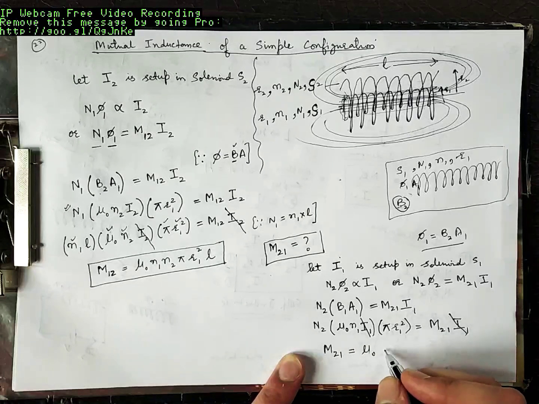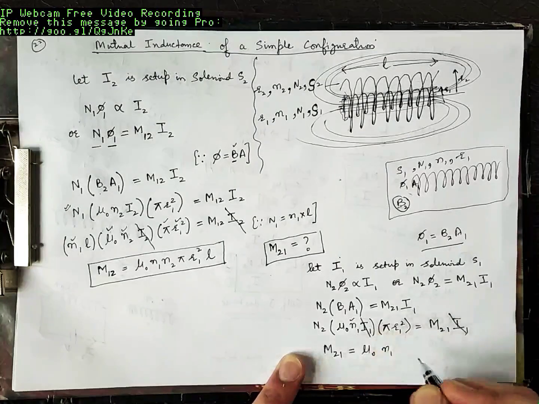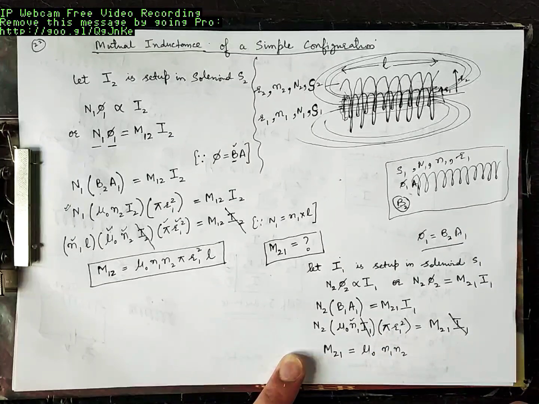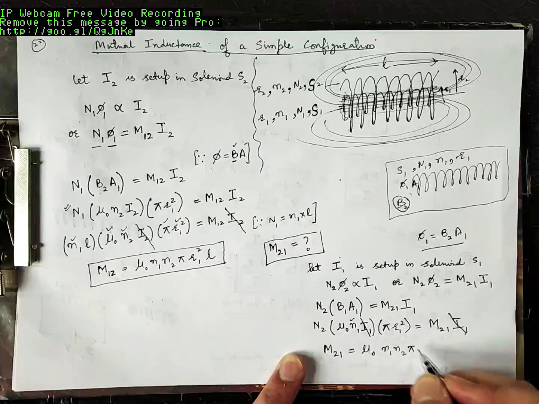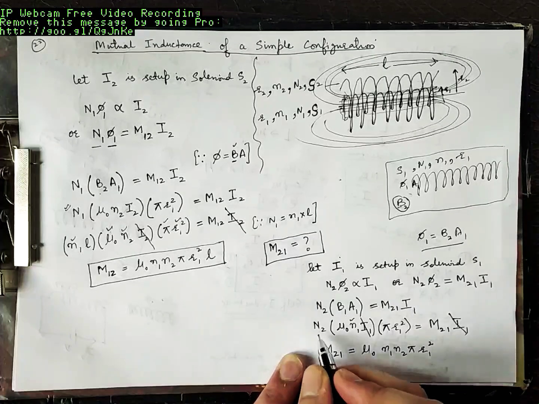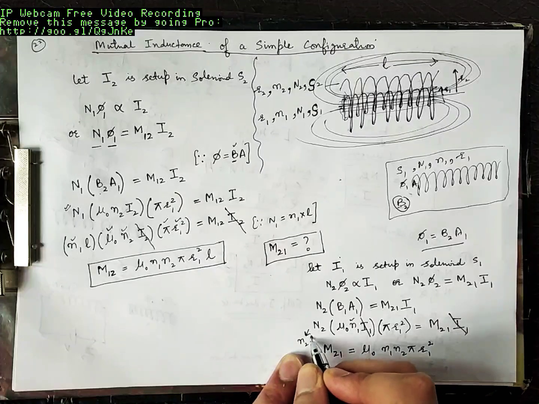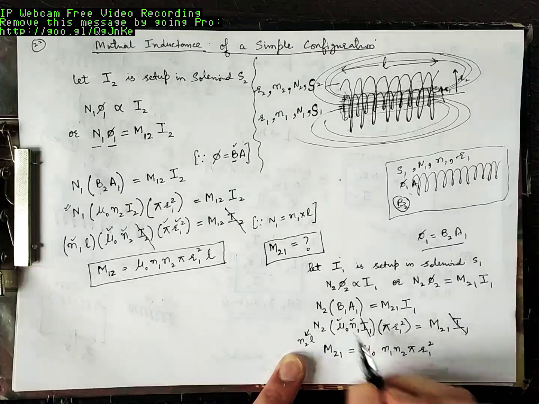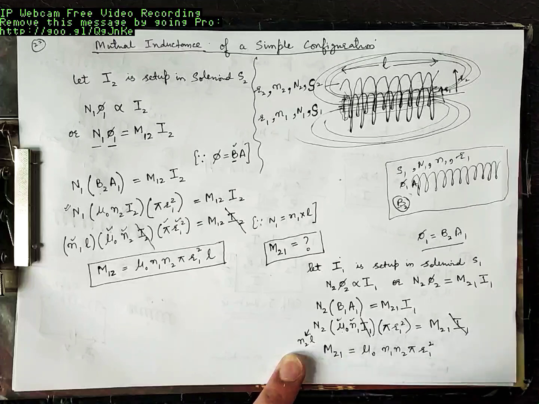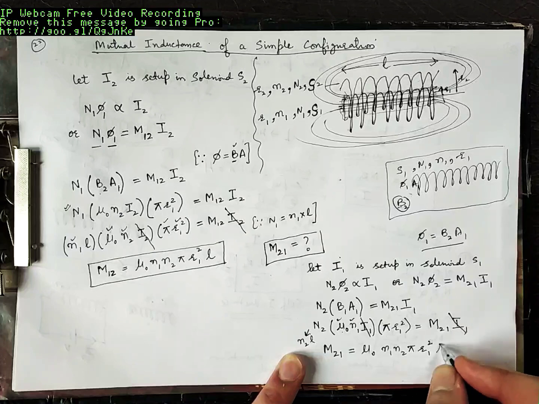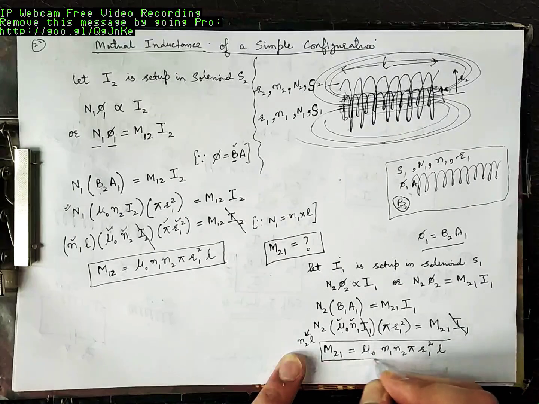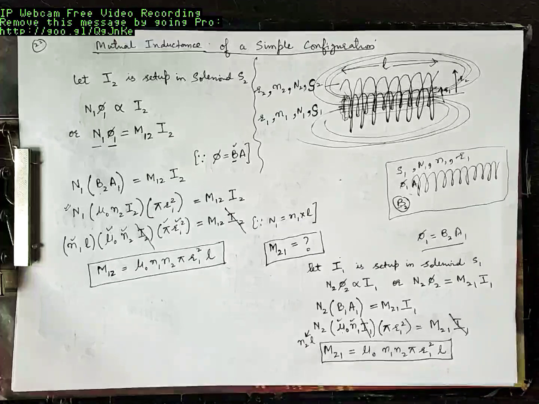So we can write this as first this N1, then this N2, then pi, then R1 square. I have replaced this N2 here by N2 into L. So mu naught here, then N1, then N2, then pi, then R1 square, and finally L. This is the expression for mutual inductance of coil 2 with respect to coil 1.